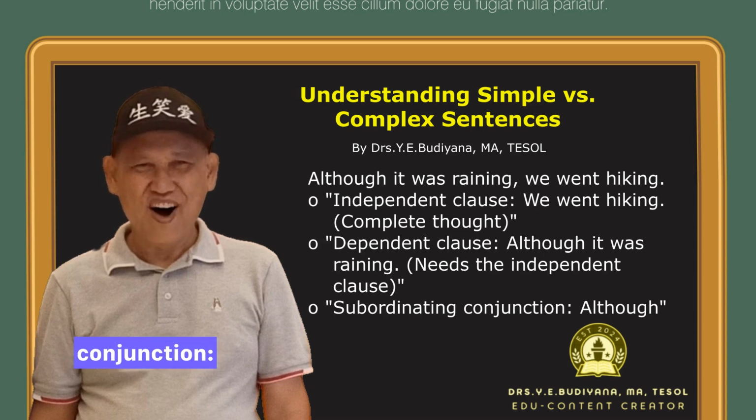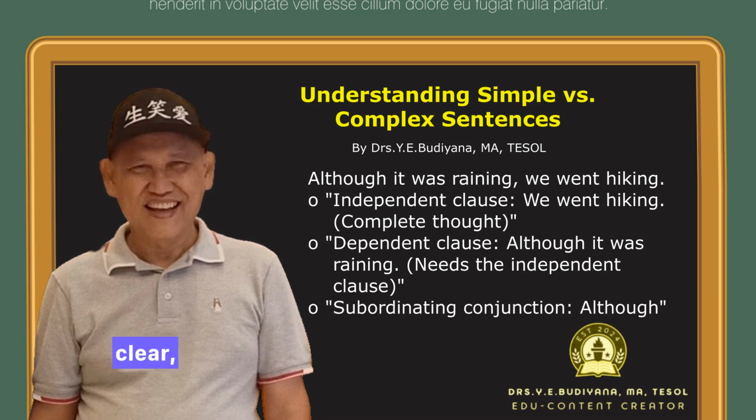Subordinating conjunction: although. Let's break it down. In the sentence, although it was raining, we went hiking, the part we went hiking is the independent clause. It's a complete thought. But although it was raining is the dependent clause. It gives extra info, but can't stand alone. The word although is a subordinating conjunction that connects the two. To make this crystal clear, let's compare the two with more examples.